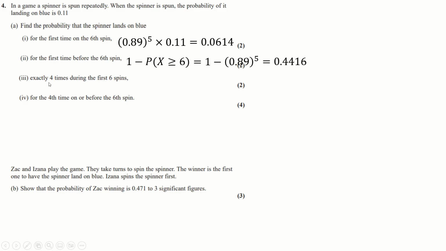So that's cool. Exactly 4 times during the first 6 spins. So what that requires is just a binomial, isn't it? What it requires is we need 6 choose 4, and we need 4 lots of the blue, and we need 2 lots of the non-blue, and that's very straightforward.